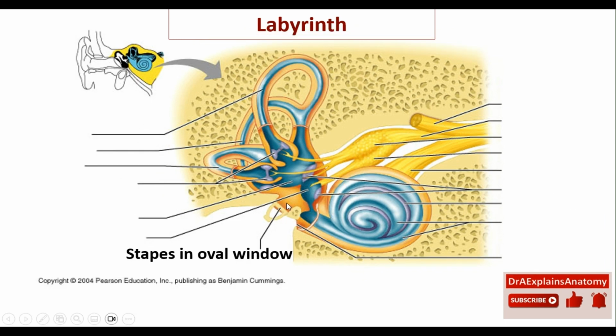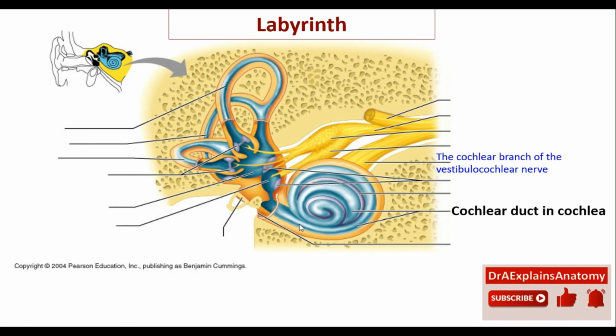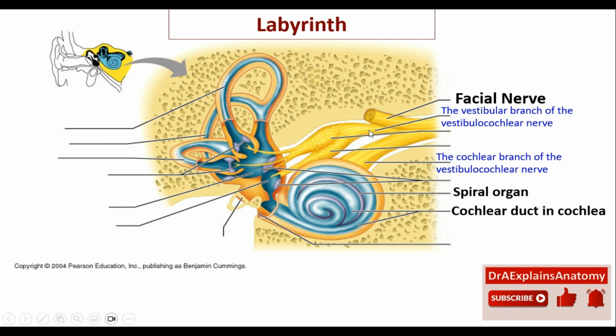Next to the stapes, we have the oval window. So that is the stapes in the oval window. Also, we have another window, which is the round window right here. Right here, we can see the cochlear duct in the cochlea, which looks like a snail shell. This is the spiral organ. This is part of the facial nerve, whereas this is part of the vestibular branch of the vestibulocochlear nerve, cranial nerve number 8. This is the cochlear branch of the vestibulocochlear nerve.